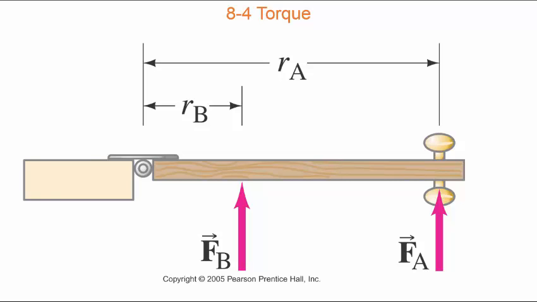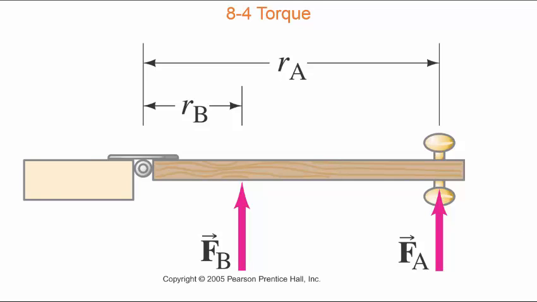To make an object start rotating, a force is needed. The position and direction of the force matter as well. The perpendicular distance from the axis of rotation to the line along which the force acts is called the lever arm. A longer lever arm is very helpful in actually rotating objects.